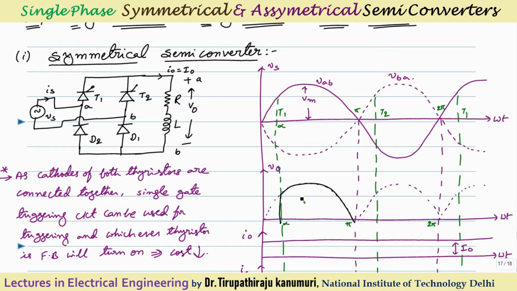Which devices are conducting during this time? Thyristor T1 and diode D1 are conducting. Agree with me? The remaining things we will draw again. So let us complete this one.